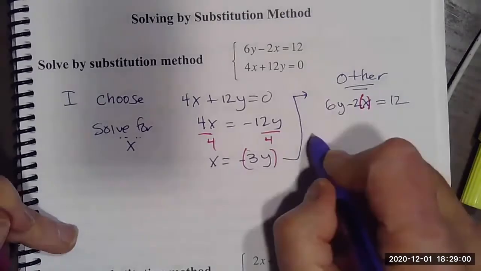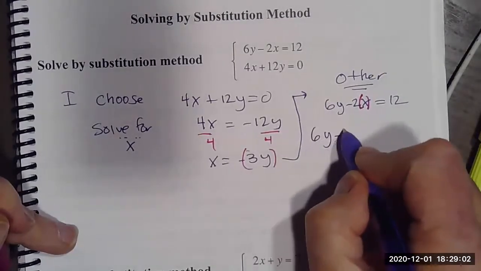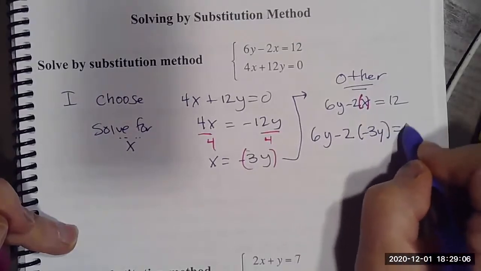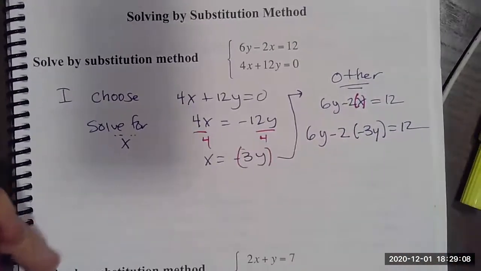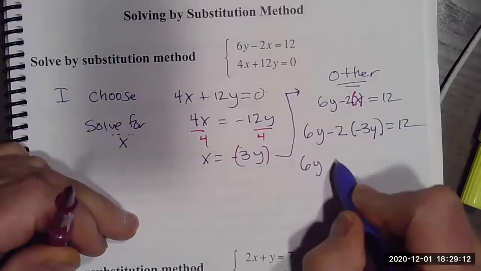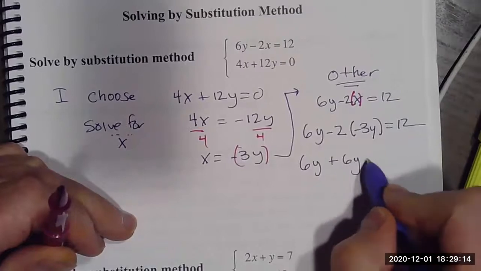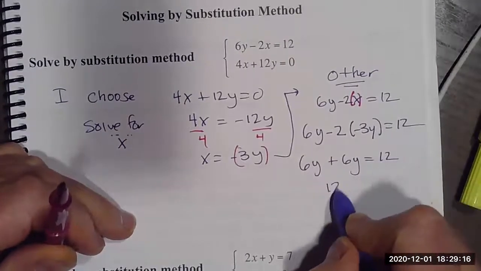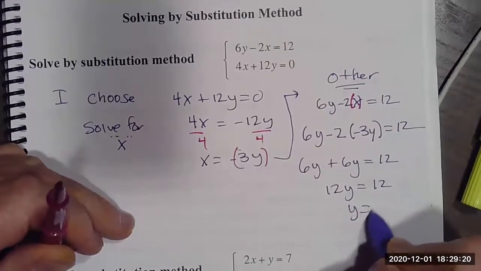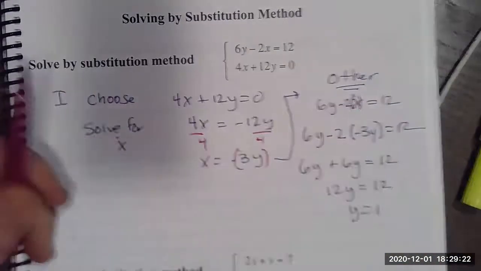this is going to be 6y subtract 2 parentheses negative 3y equals 12. And now collect like terms and solve. So 6y plus 6y is equal to 12. 12y is equal to 12. y is equal to 1. Maybe. We'll find out in a second.